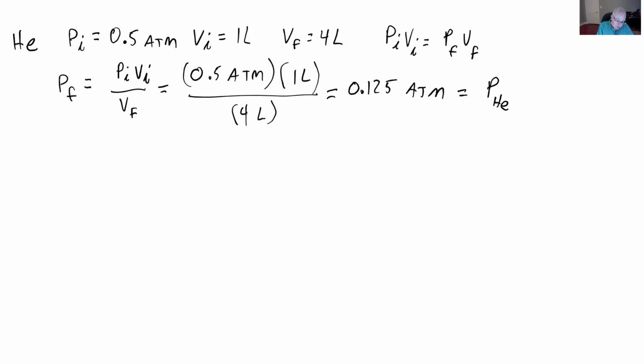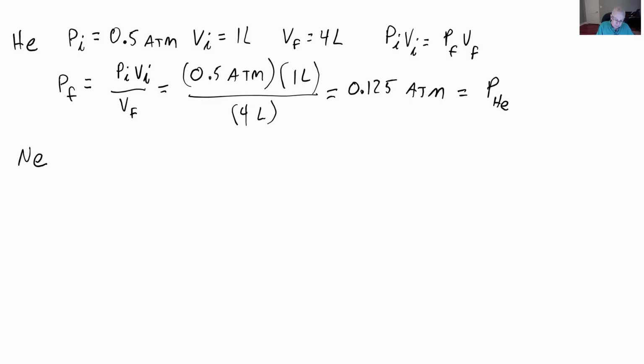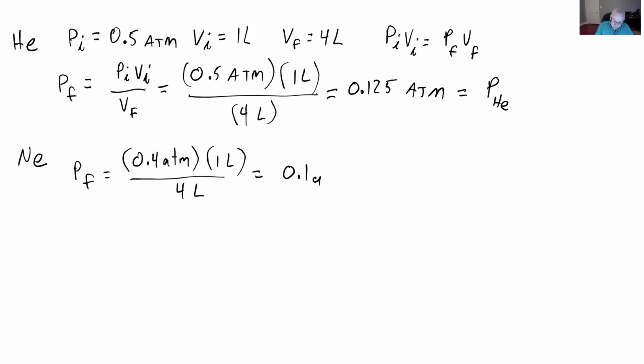Suppose I wanted to do the neon. Okay, I need to flip back because I don't have what the numbers were. For the neon, I had originally 1 liter and 0.4 atmospheres. So I'd get Pf equals 0.4 atmospheres times 1 liter divided by 4 liters. And that obviously gives me 0.1 atmosphere. So that's equal to the pressure of neon.